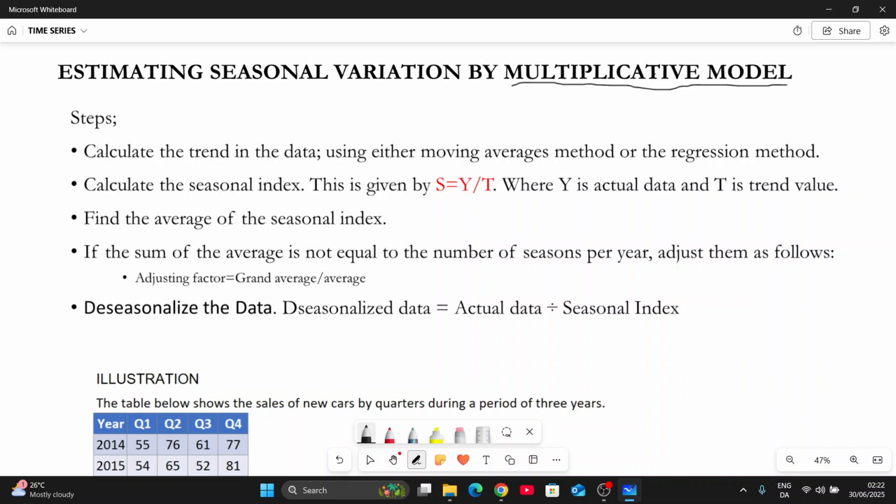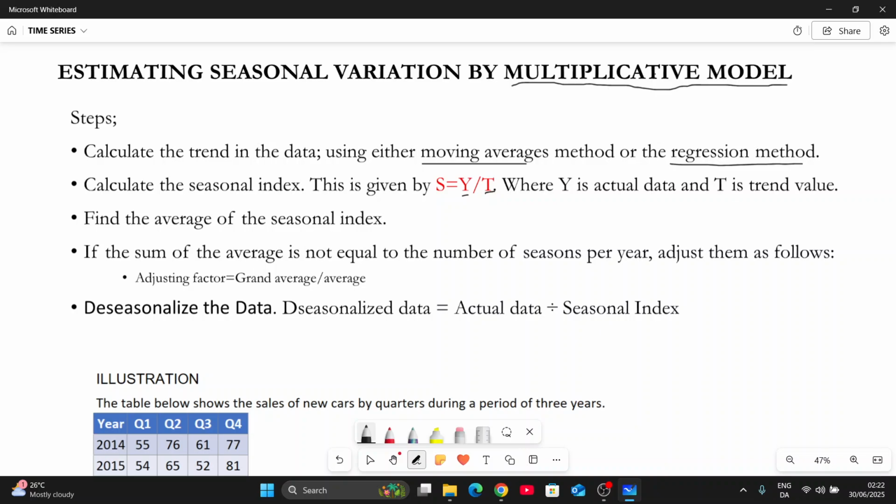model. The first step is to calculate the trend in the data, either using the moving averages or by using the regression method. Then you calculate the seasonal index. How do we calculate the seasonal index? The seasonal index is calculated by your actual data divided by your trend value you found in step one. Then you find the average of the seasonal index.